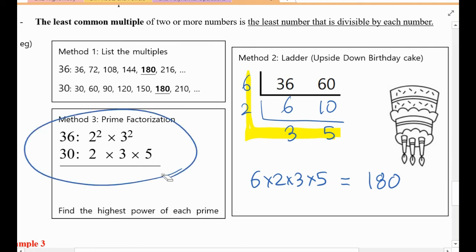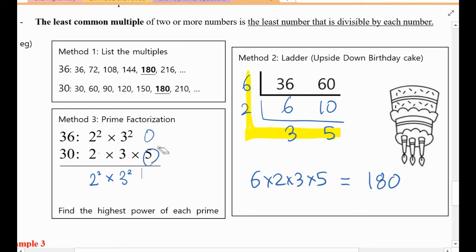Method 3, prime factorization. You find the prime factorization of 36 and 30, and you're gonna take the highest power of each prime. So 2 squared is higher power, right? 1 and 2. 2 squared is the higher power. 3 squared, it has 1 and 2. 3 squared is a higher power. And 5. So there's nothing, and we have 5. 5 is the higher power, so times 5. So multiply those 3 powers, and that becomes 180 again.